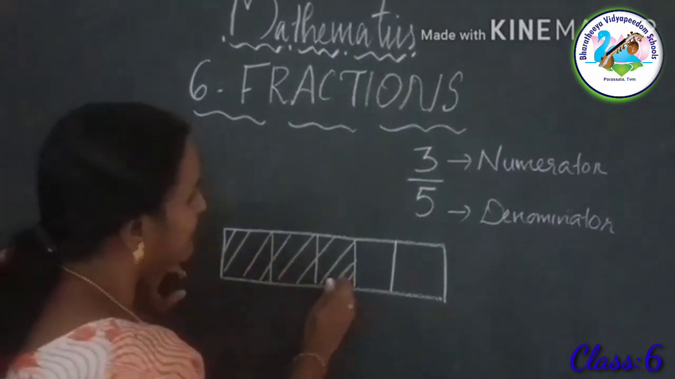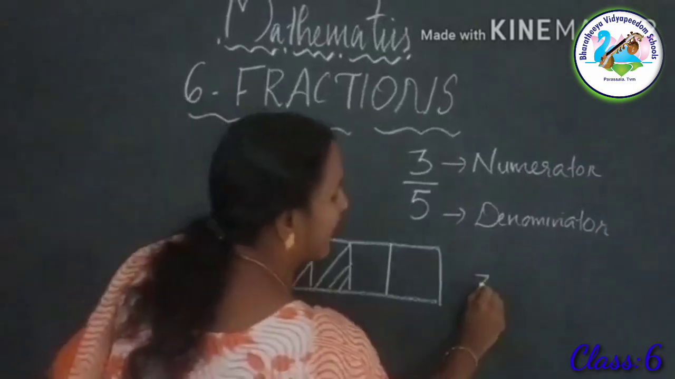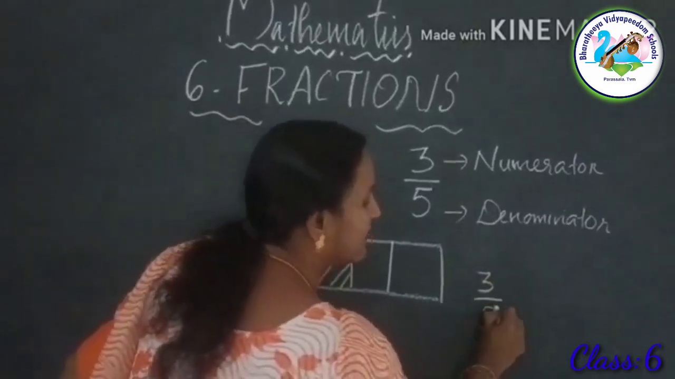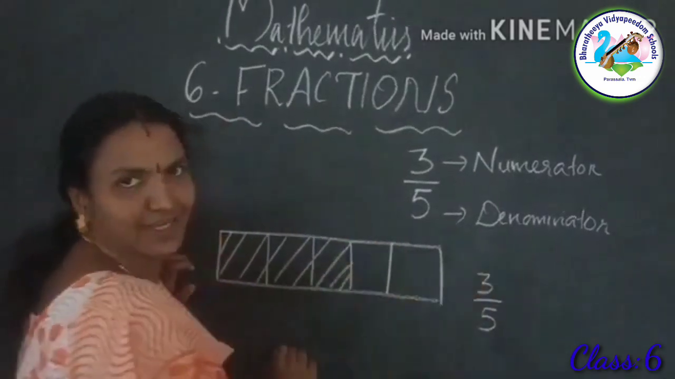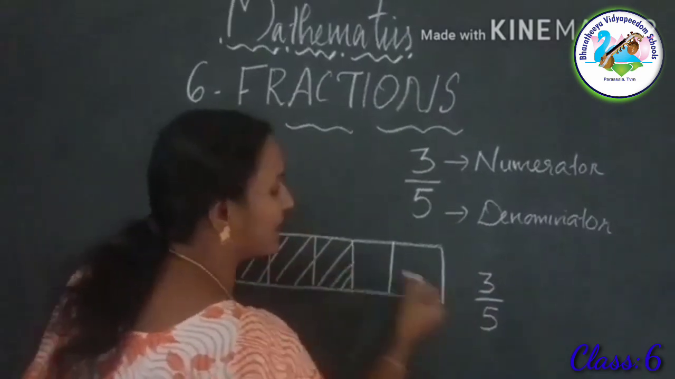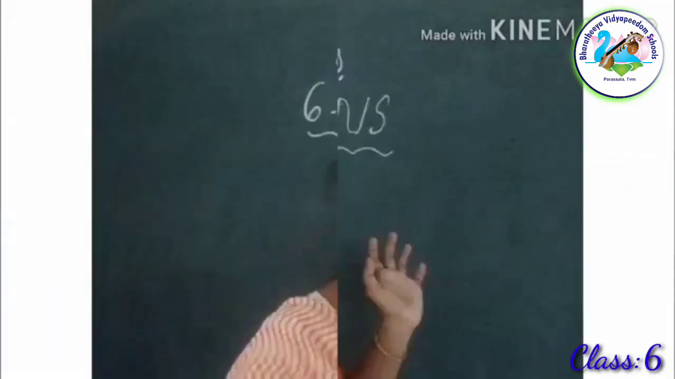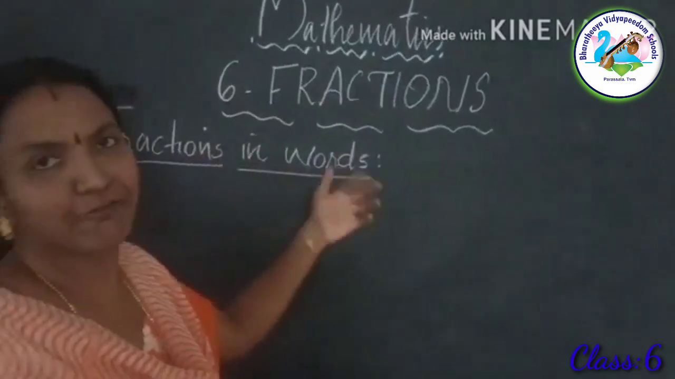So this is the diagrammatic representation of 3 by 5. Out of 5, 3 parts are shaded. Out of 5 in the denominator, 3 parts are shaded in the numerator. Next, we shall discuss fractions in words.